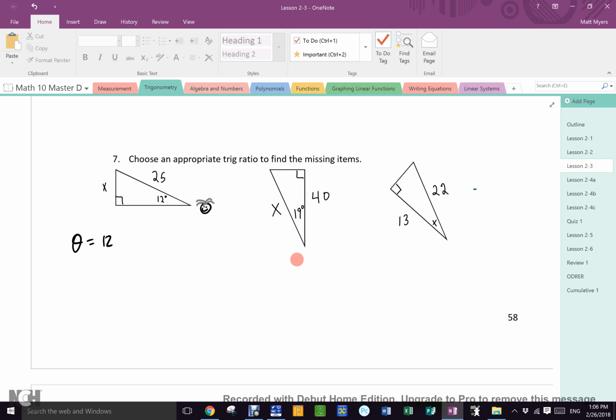SOHCAHTOA, sock it to me. Yeah. Because Trig's awesome. Even though all of you do not appreciate Trig's awesomeness yet. I appreciate Trig. Trig is glorious.